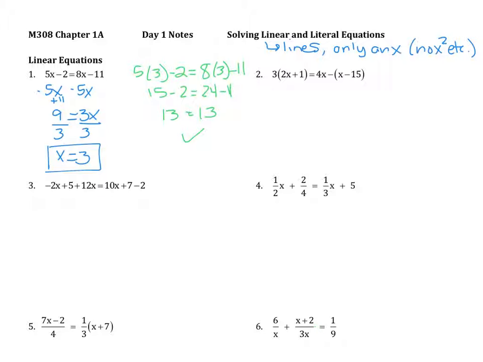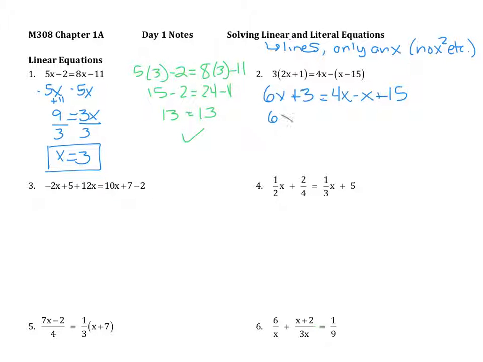Alright, for the second problem, some important things to think about: how to get rid of parentheses, you want to distribute. So distribute the 3 first. We've got 6x plus 3 equals 4x, and then on the other side all we're doing is distributing our negative. So minus x plus 15.